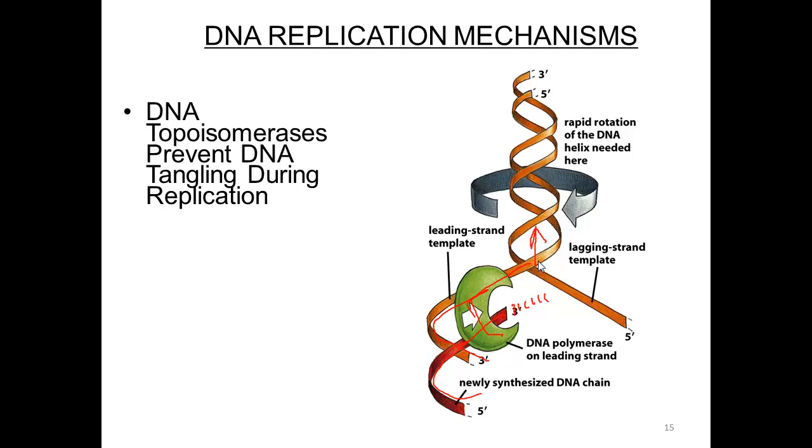In order to unwind this, the helicase relieves the torsional strain, working with an enzyme called DNA gyrase, by cleaving one of the DNA strands and then passing the cleaved strand around the intact one and resealing it.